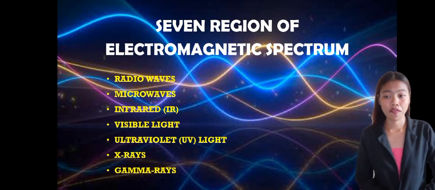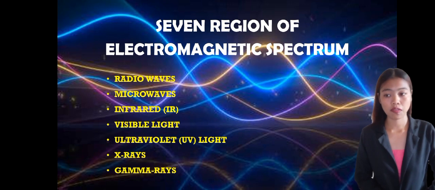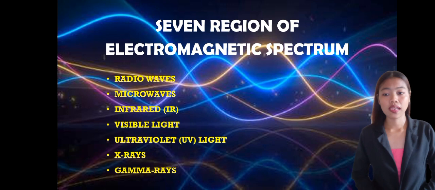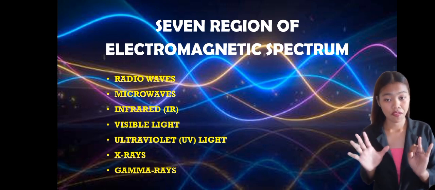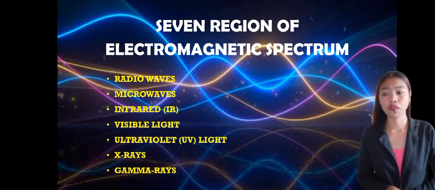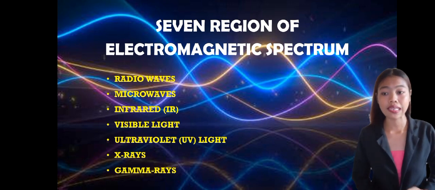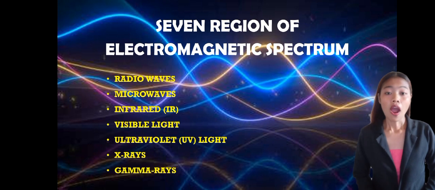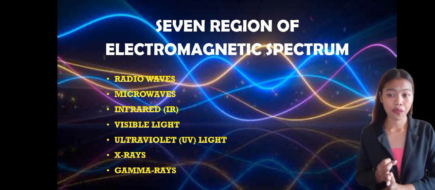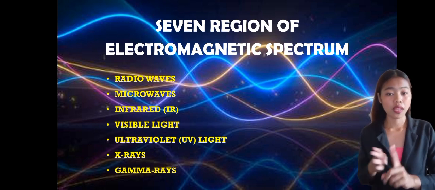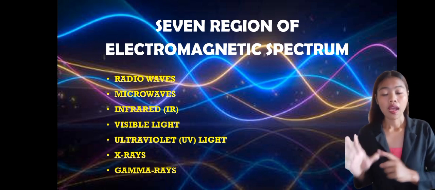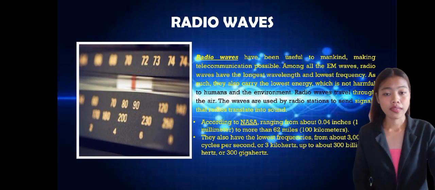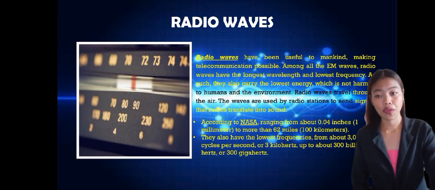So here are the 7 regions of the electromagnetic spectrum. The electromagnetic spectrum is generally divided into 7 regions in order of decreasing wavelength and increasing energy and frequency. The common designations are radio wave, microwave, infrared, visible light, ultraviolet light, X-rays, and gamma rays. So, first, let's discuss the radio wave.